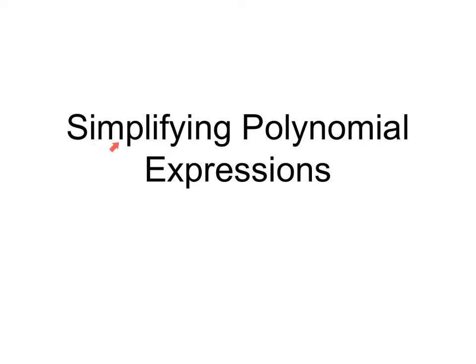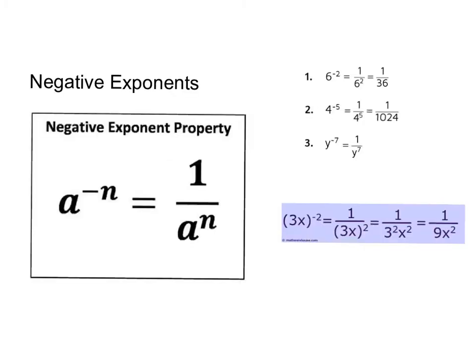In this lesson, we will be simplifying polynomial expressions. Before we get to actually simplifying, I want to take a look at two more rules. We're going to start with this negative exponent property. When we work with exponents that are negative, this property tells us that when you have a variable raised to a negative exponent, it equals 1 over that variable to the positive exponent, okay?